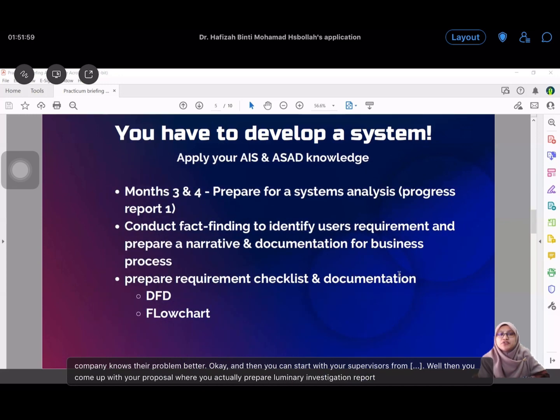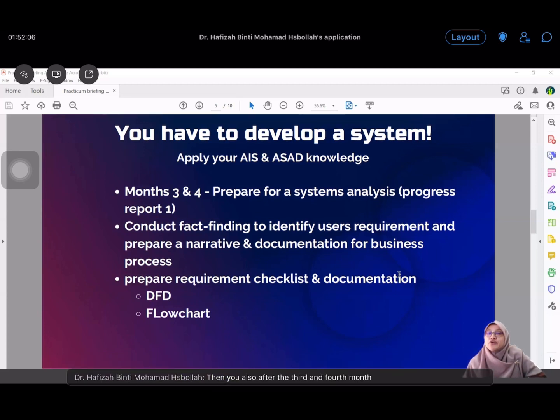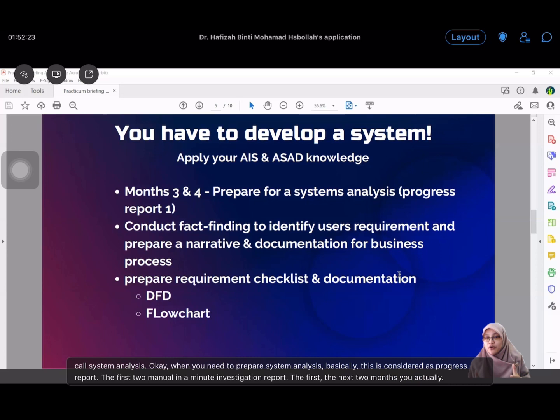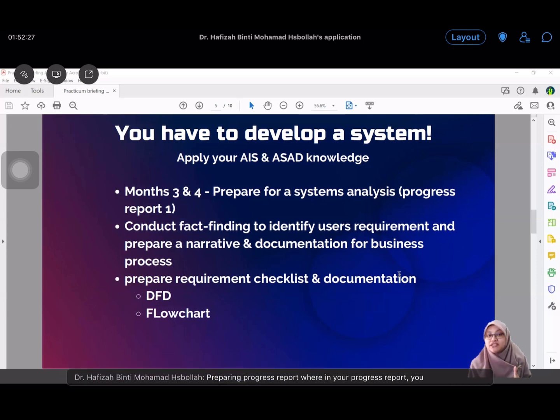Alright, and then after the third and fourth month, you need to prepare what we call system analysis. When you need to prepare system analysis, basically this is considered as a progress report. The first 2 months you have the preliminary investigation report. The next 2 months you are preparing the progress report, where in your progress report you actually include all these things.